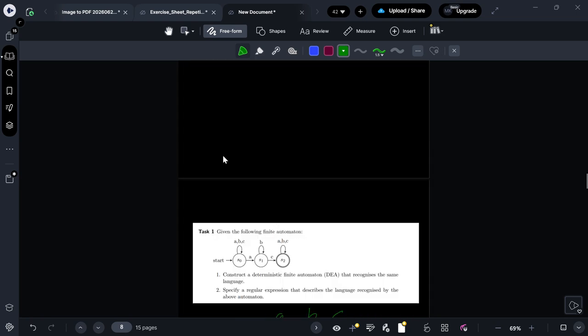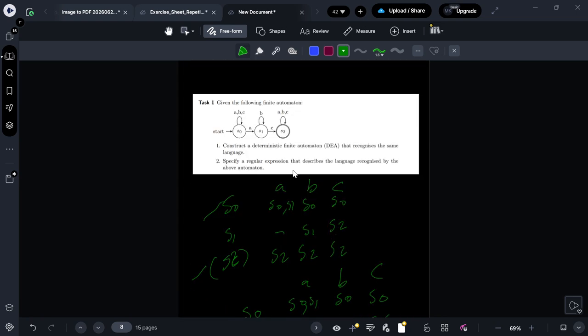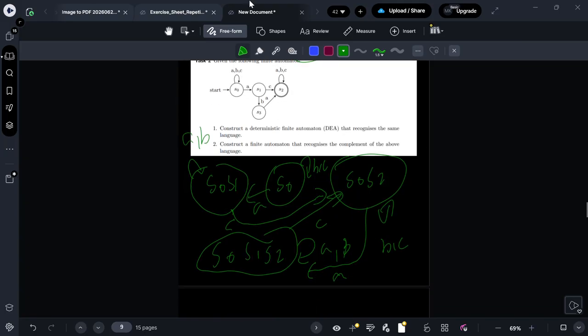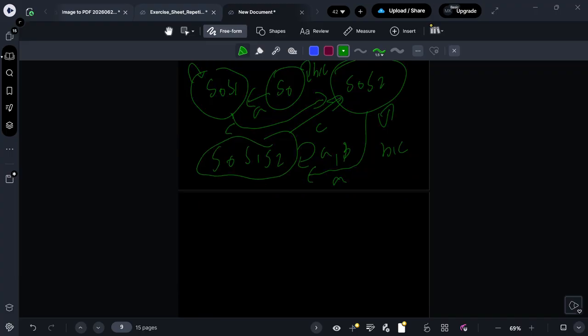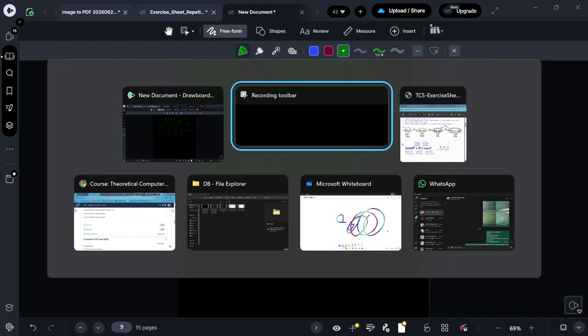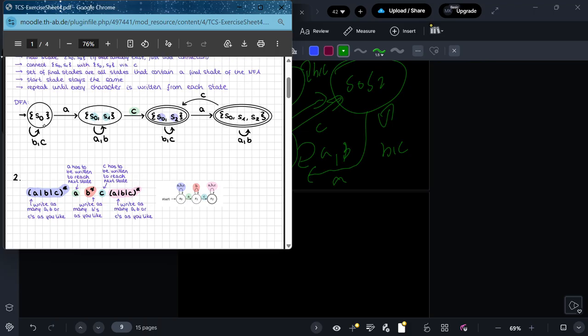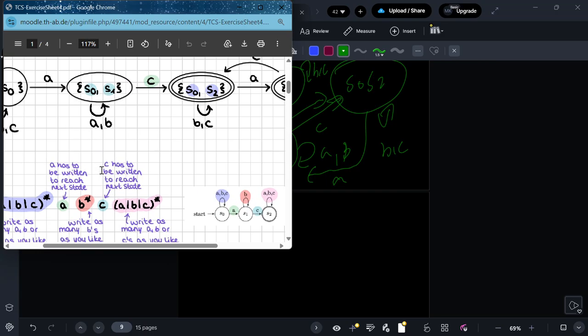Now what it told us was to specify and describe the language recognized by the above automaton. I think a cleaner version will be something like this. It's the same exact diagram that we have, but here he made it cleaner because he made S0, S0S1, S0S2, and then like this. This is how we get the final automaton.